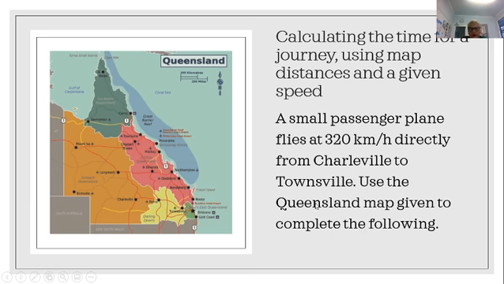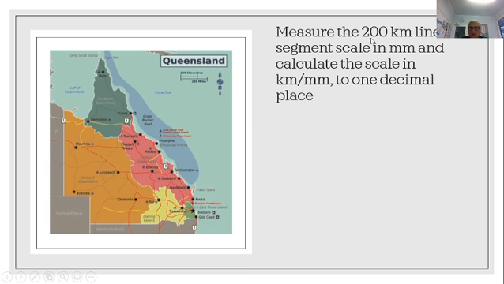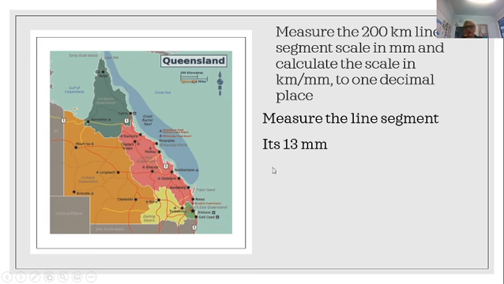Right, what do they want us to do? So we've got to measure the 200 kilometer line segment scale in millimeters. Now, can you see there's the 200 kilometers. So they're giving us our scale. And we need to measure it to 1 decimal place. So we put our ruler there, measure the line segment, and we measure 13 millimeters.